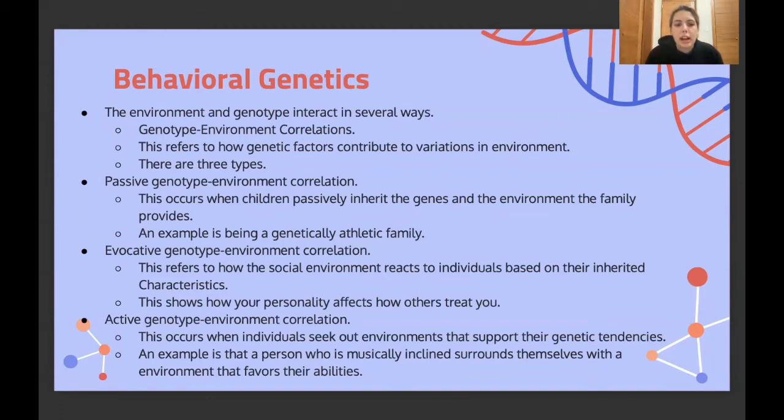The third is the active genotype environment correlation. This occurs when individuals seek out environments to support their genetic tendencies. An example is someone who is musically inclined and good at music, surrounding themselves with an environment that favors these abilities of theirs.